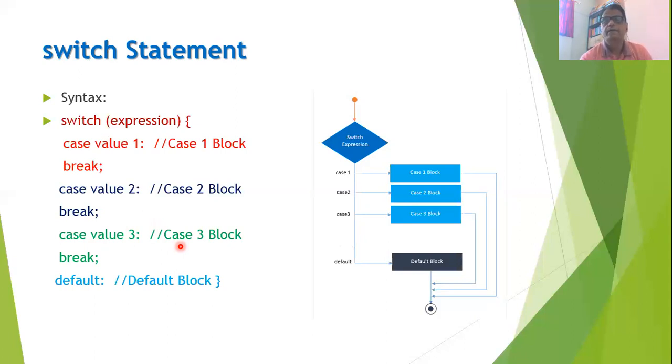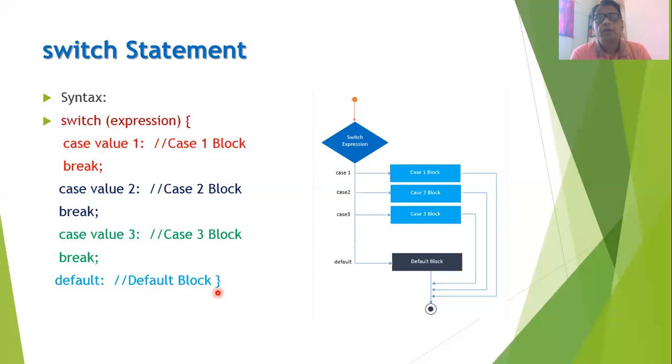And finally, if required, you can put a default block: write the keyword default, then the colon, and then put some statements over here. This is called the default block of statements. And finally, you need to close this curly bracket.